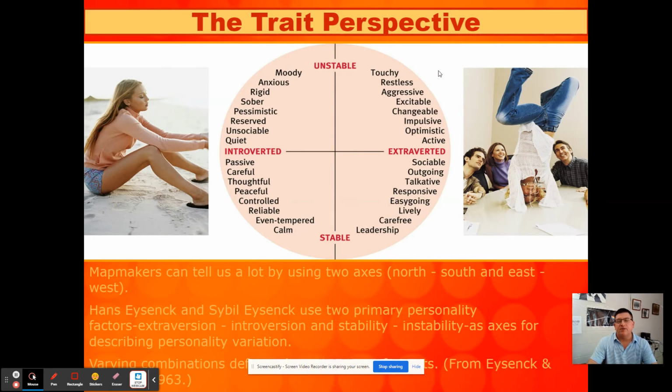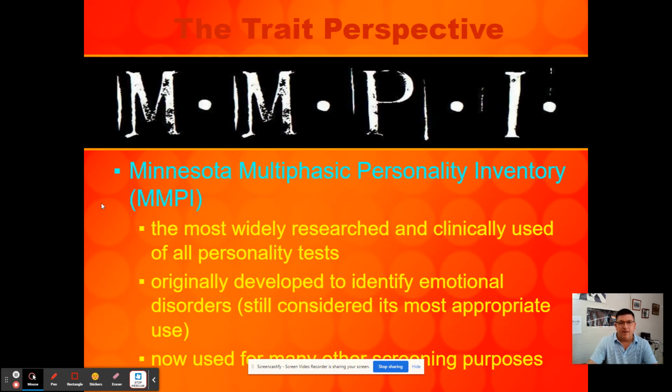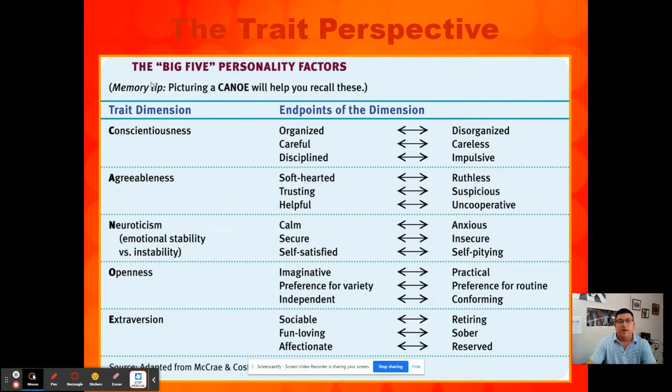The trait perspective of personality includes the Hans Eysenck and Sybil Eysenck two factors of personality: extroversion, introversion, stability, instability. So you can check out these right here. The Minnesota Multiphasic Personality Inventory is a widely used personality inventory used to identify emotional disorders, and it is very comprehensive. The Big Five, this always comes up in the AP test.